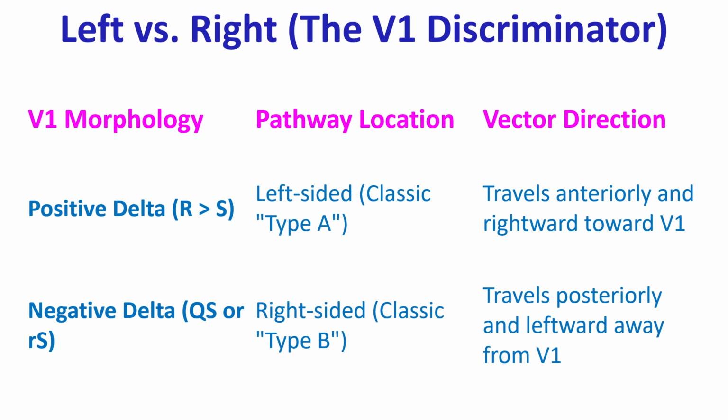Lead V1 sits to the right and anteriorly. It is the primary discriminator for which side of the heart holds the pathway. Positive delta, R more than S in V1, is classically left-sided, the old type A pathway, and the vector travels anteriorly and rightward towards V1. Negative delta, that means QS or tiny r with deep S in V1, is a classic type B or right-sided pathway. The vector travels posteriorly and leftward away from V1.